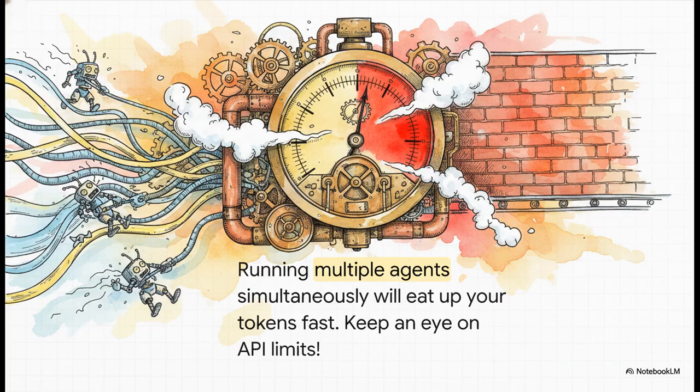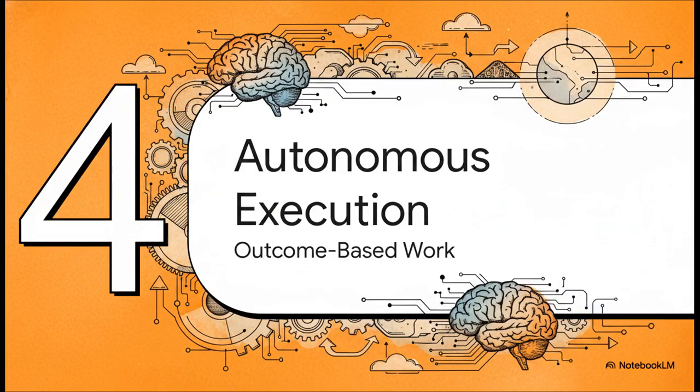So as we transition our team to this autonomous orchestration model, we absolutely must monitor our token usage. Keep an eye on your API limits when running these parallel jobs so we don't just hit a brick wall mid-sprint. Let's roll into Section 4, autonomous execution with /goal, outcome-based work.